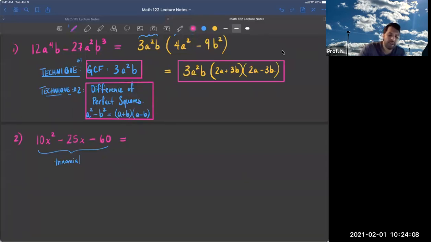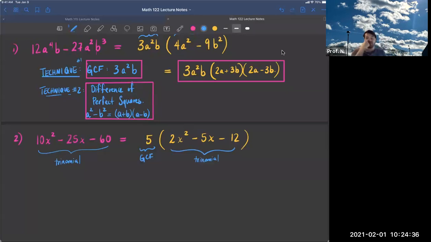Right, the GCF is 5, right? So let's take out the GCF. So I got 5 parentheses, and then what am I left with? 2x squared minus 5x minus 12. All in agreement? So this is my GCF. Okay, so I took out the GCF, but now what's left? I still have a trinomial left.